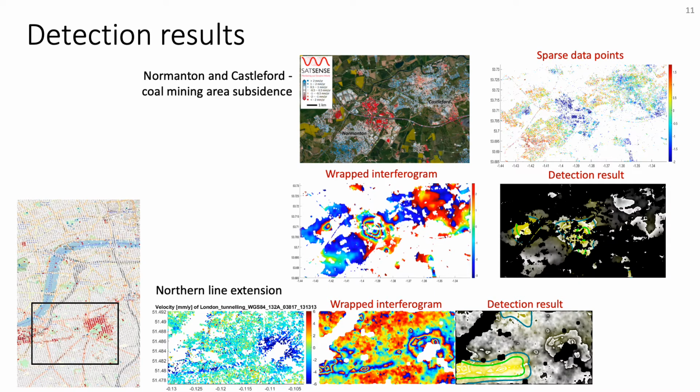We ran two case studies at Normanton and London. In Normanton, the point source model can detect some subsidence areas caused by coal mining, as shown in the probability map. And in London, the tunnel model detects the subsidence from the construction of the tunnel along the trend line in London.